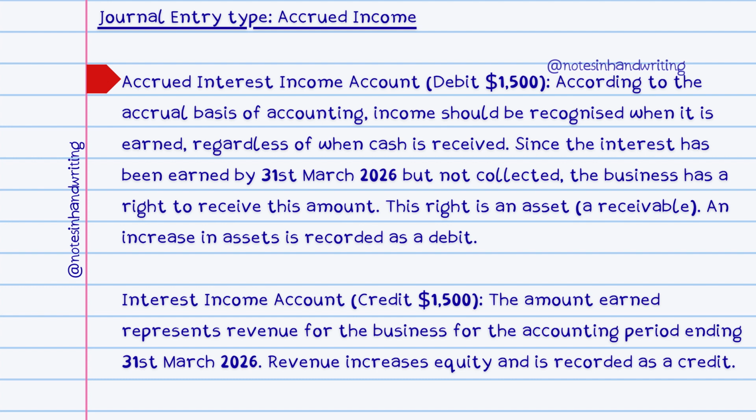According to the accrual basis of accounting, income should be recognized when it is earned, regardless of when cash is received. Since the interest has been earned by 31st March but not collected, the business has a right to receive this amount. An increase in assets is recorded as a debit. The amount earned represents revenue for the business for the accounting period ending 31st March. Revenue increases equity and is recorded as a credit.